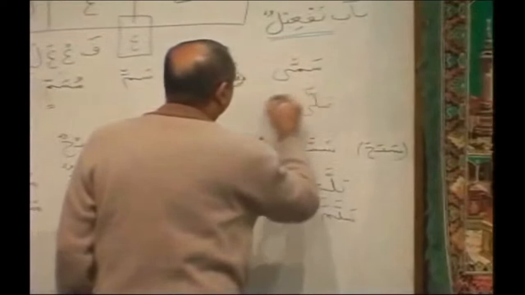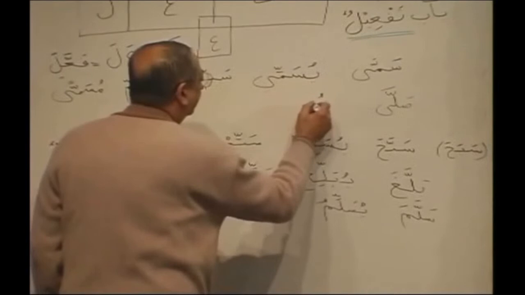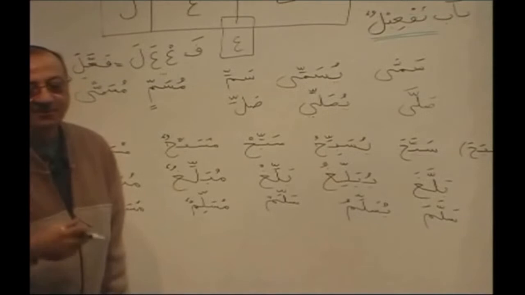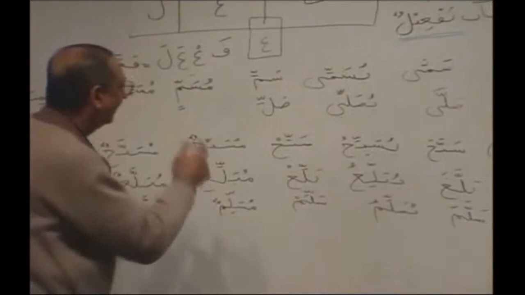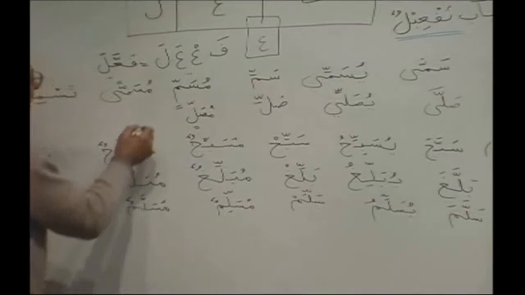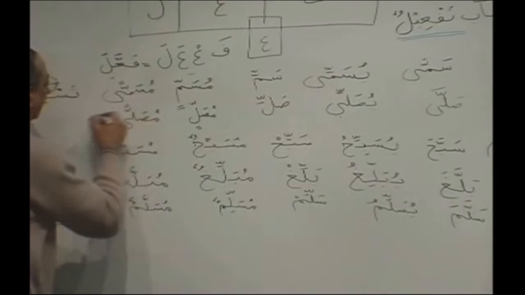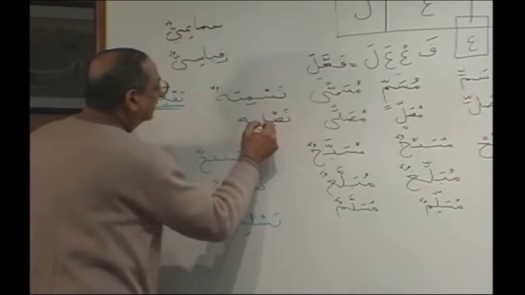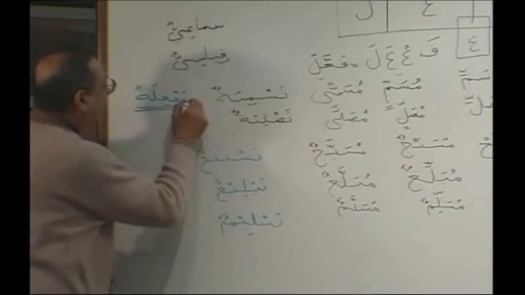Salla. Mudari', brother. Yusalli. And then salli. How many times do you say it? You never knew what it was. Okay? And then what will be here? Musallin. Musallin. Okay? And then what will be here? Musallan. Like that. And what will be the masdar, brother? Tasliyatun, on the pattern of Tafa'ilatun.